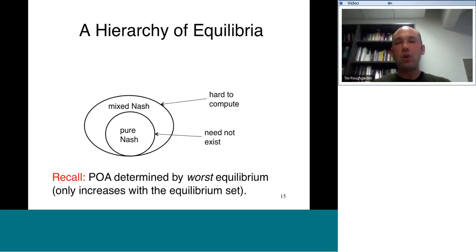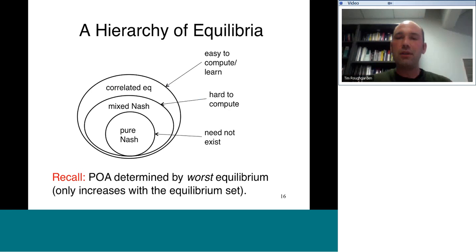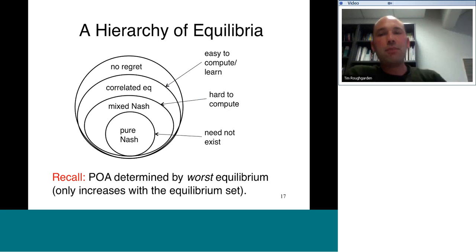So I'm going to show you now two bigger sets, and some of you may have heard of these. It's okay if you haven't. Correlated equilibria is the next set out. And then the outer set has a bunch of different names. It's sometimes called the Hannan set. It's sometimes called coarse correlated equilibria. It's equivalent to the empirical distributions of sequences that have no regret. Again, it's okay if you haven't heard of any of those before.